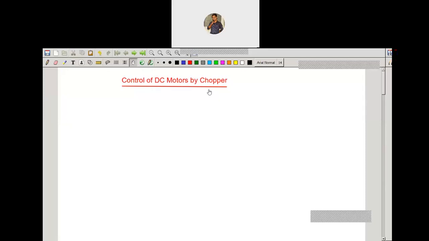So what is the need of controlling by using the chopper? If you observe present-day industrial applications, there are industrial DC drives used in those industries, right? Those DC drives have to be controlled. They are required to control the speed of those particular DC drives, right?